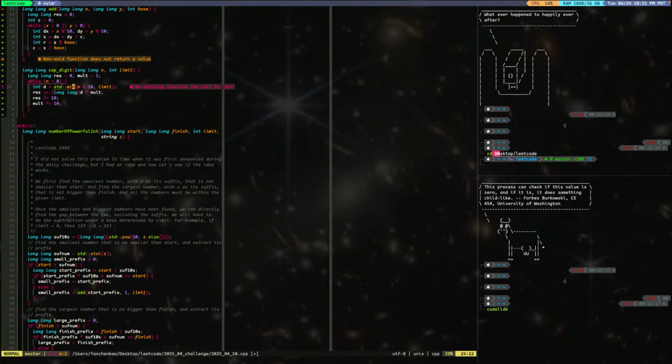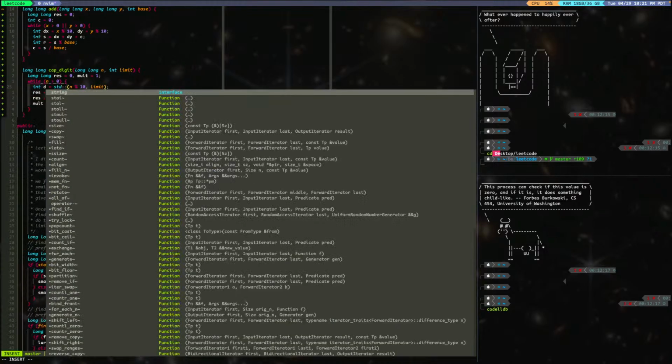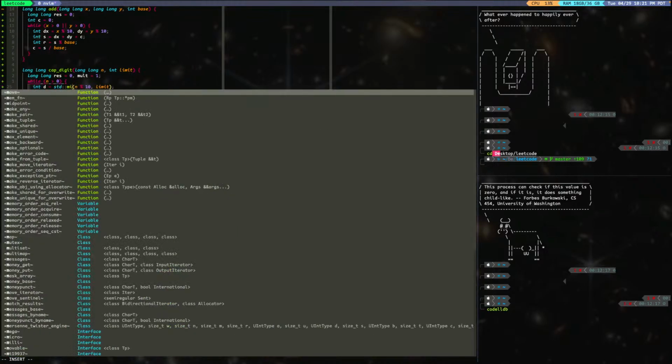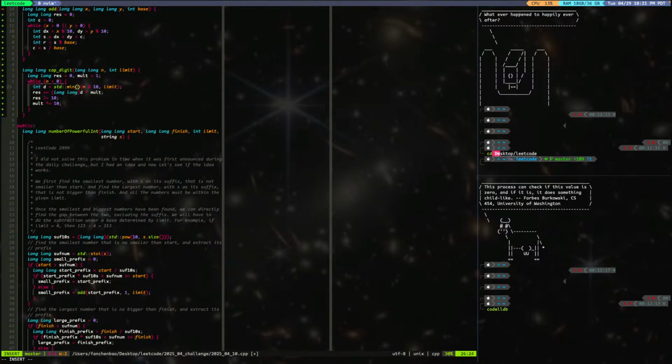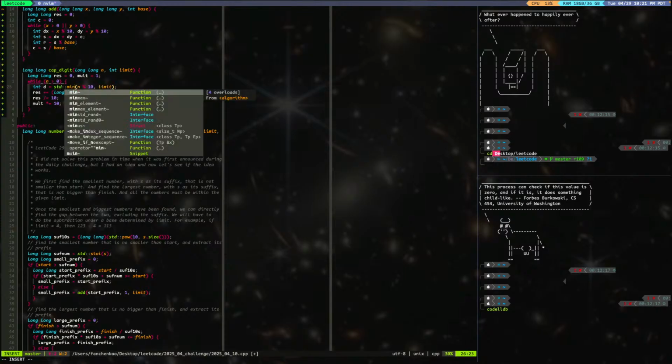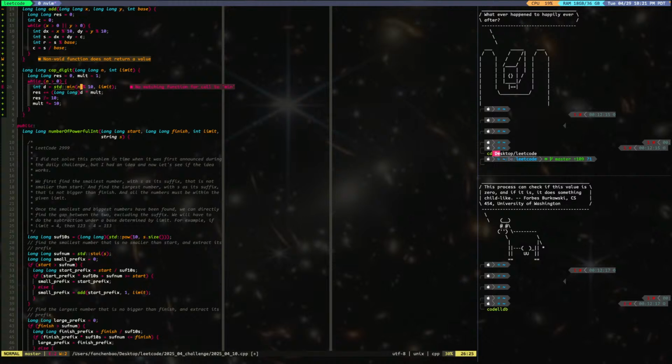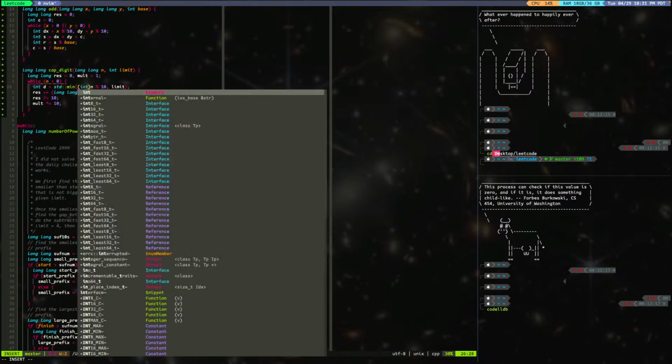Wait, what? No matching function call to min. Oh, wait, let's try it again. Min. What do you mean no matching function call? It has to be int.